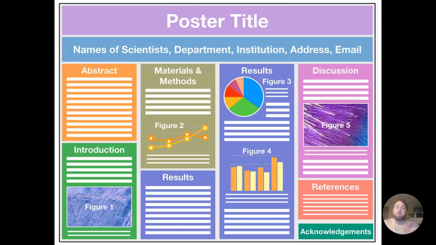So let's go through the basics and I'll show you a couple of different versions of this and how different people organize their posters and what you can add or subtract from it.